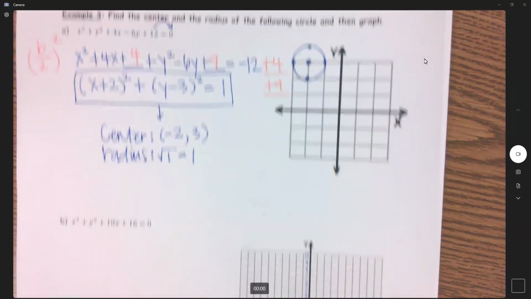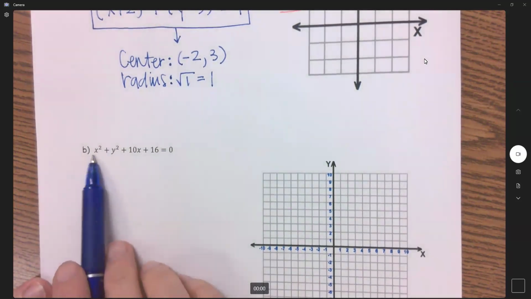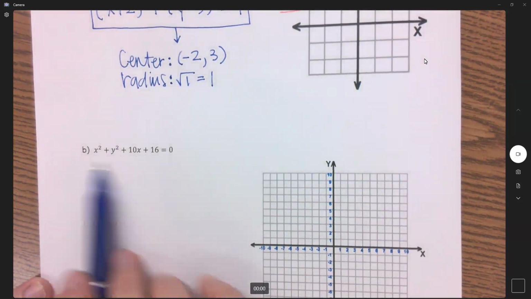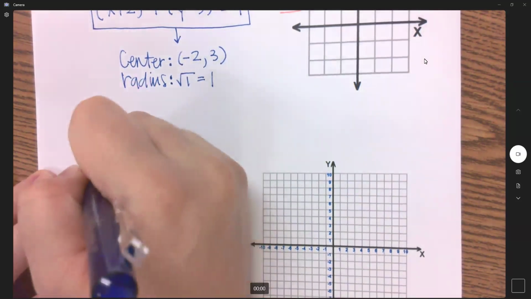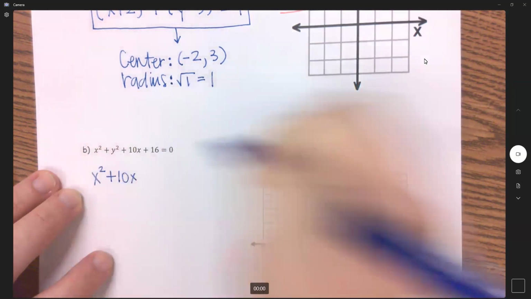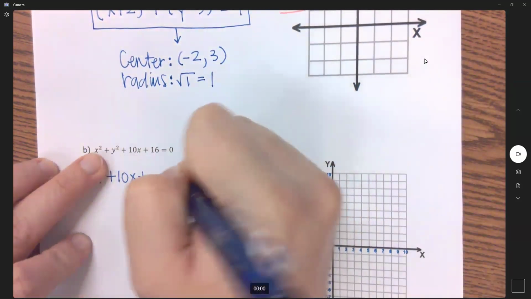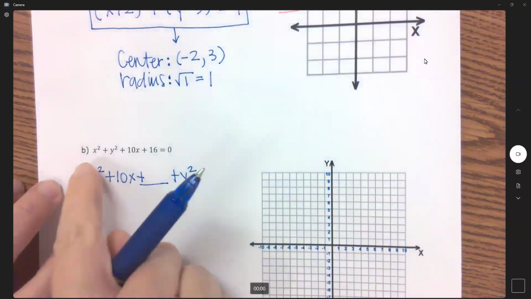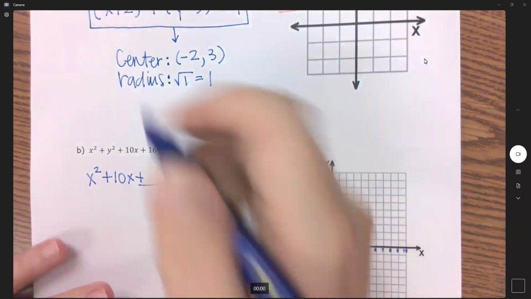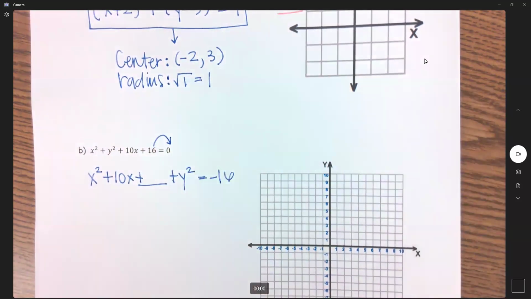Let's try again on part B. So we need to put our x's here together since this is in general form. So I've got x squared plus 10x, then we'll leave some room. Then plus y squared. I don't have any other y's here, so we don't really need to leave room. And then we'll move this 16 over to the other side by subtracting it.